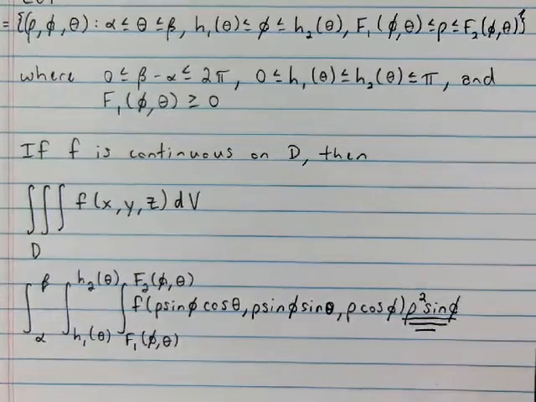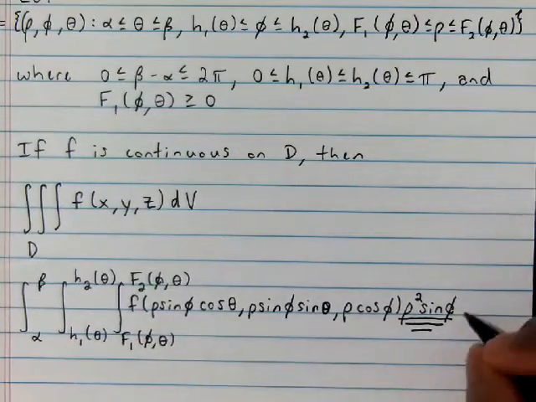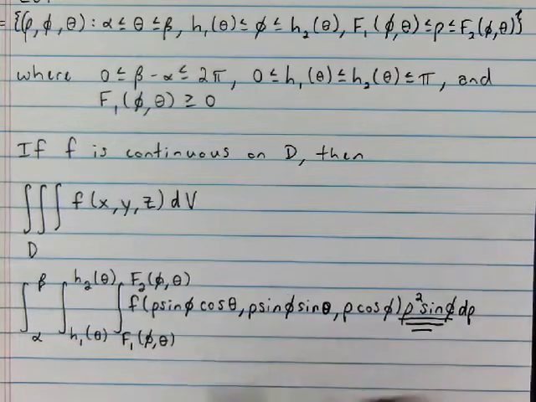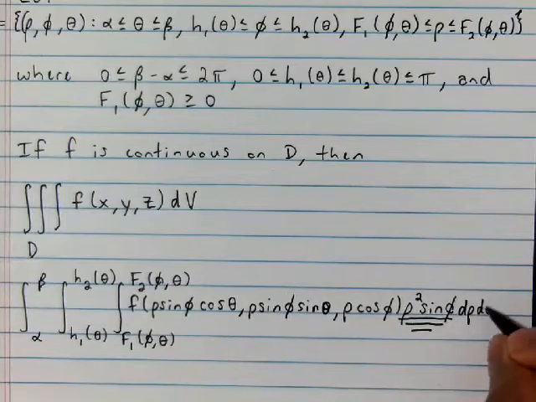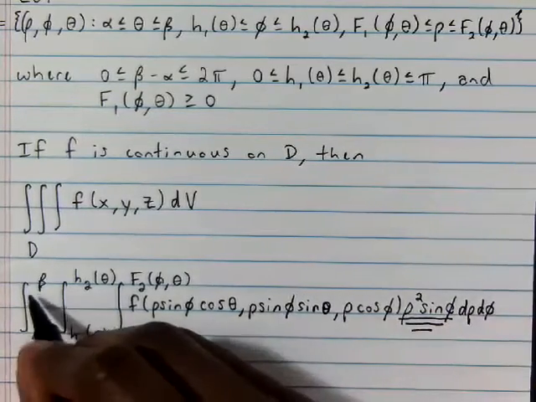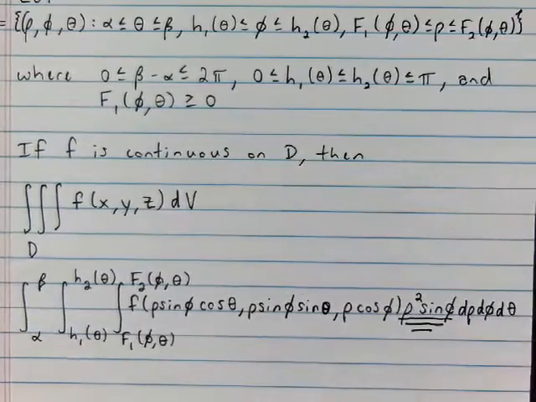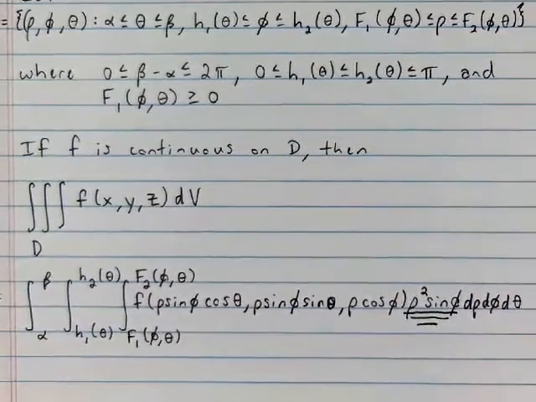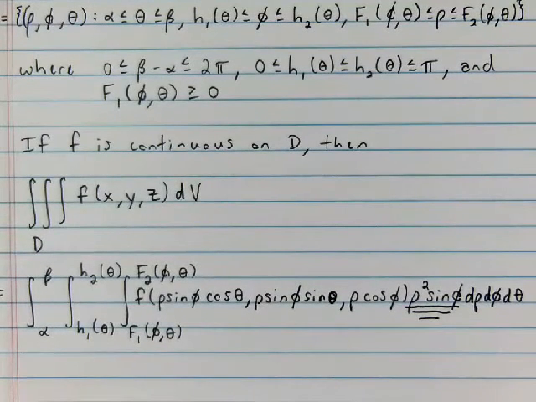All right, now these are rhos, so this is d rho. These are phis, so d phi. And these are thetas, so d theta. All right, so that's how we would set up a triple integral in spherical coordinates.